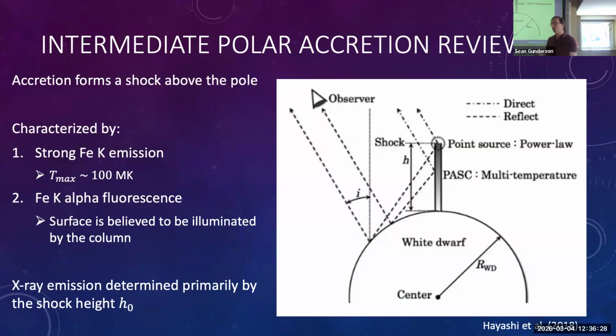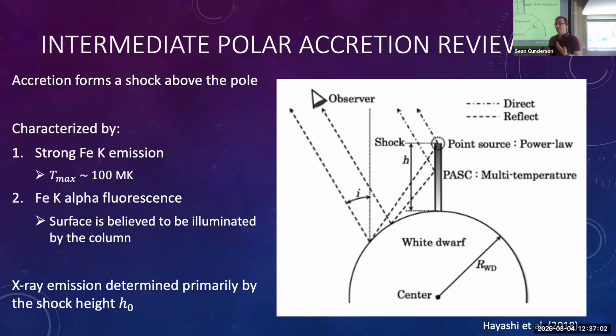So as a quick overview of the accretion geometry in an IP, the pileup of material as it's falling onto the pole eventually forms an accretion shock some height h above the surface. That height will be important later, but for now the thing to recognize is that it's a strong shock. We get iron K emission because we're getting a maximum temperature of like 100 megakelvin, a little bit more. Really depends on the mass of the white dwarf, but something of order of this.